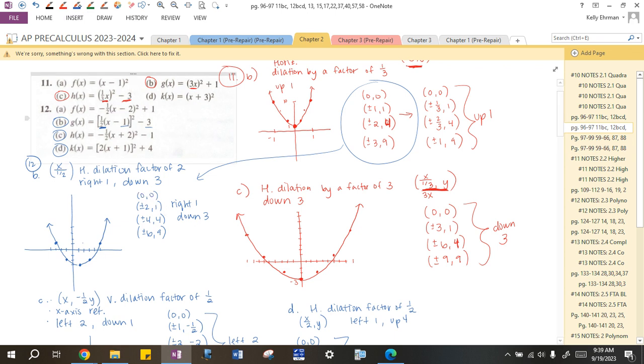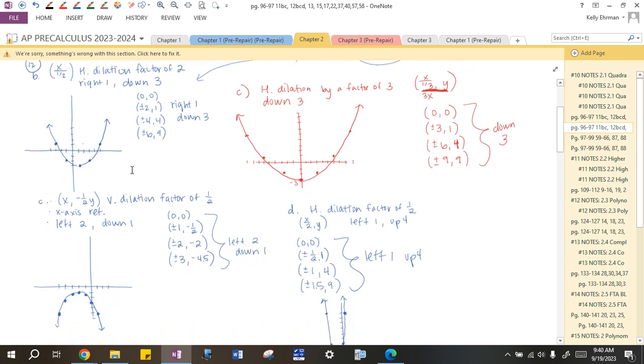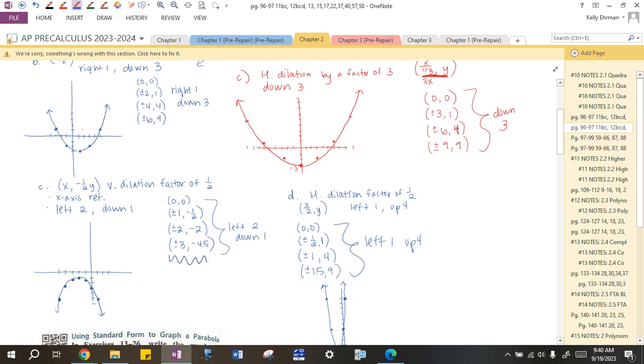For 12b, we're dividing every x by 1/2, which is a horizontal dilation, a stretch, by a factor of 2. And so you can see again, I took these original quadratic points and multiplied all the x's by 2. And then after that, we're going right 1, down 3. For part C, every y value is multiplied by -1/2. So I did that here. And then we should be going left 2, down 1.